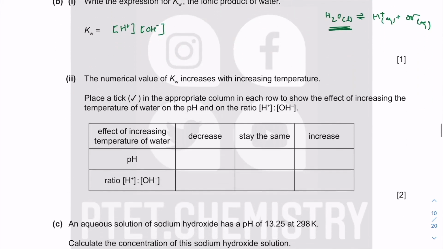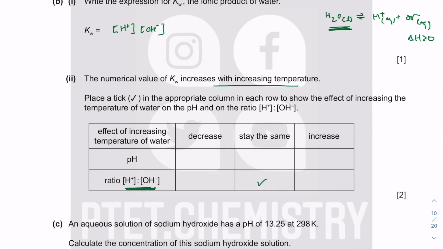Alright. So Kw increases with increasing temperature. You should know the enthalpy of this reaction is greater than 0. You are dissociating water. You are not forming any bonds at all. It requires energy. Alright? So because you just increase the temperature of water, the ratio of H plus and OH minus is still going to be the same. Basically, you're not adding anything, you're not removing anything, you're not doing any reaction. So the amount of H plus and the OH minus in the equilibrium is still equal.